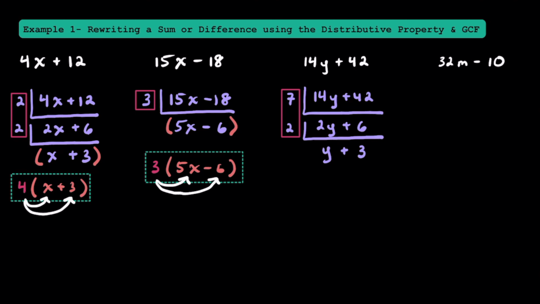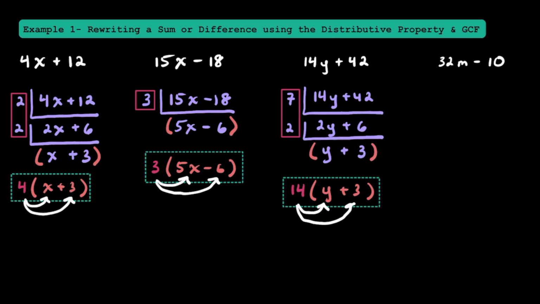7 times 2 will get our GCF of 14, and this y plus 3 are our relatively prime terms, and we can write them right next to it in parentheses. This is our equivalent expression, and we can check it by saying 14 times y is 14y, and 14 times 3 is 42. And let's try one more.